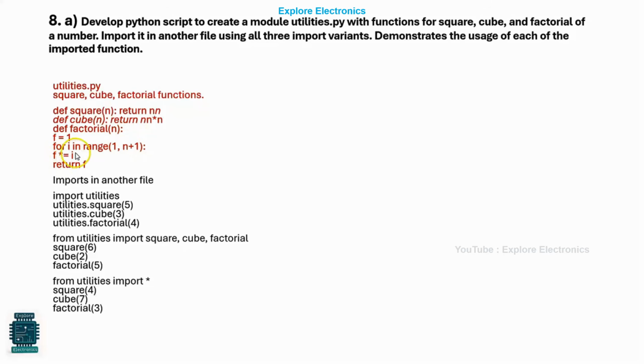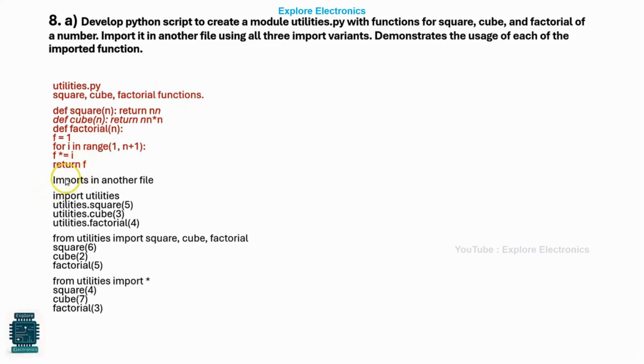F into is equal to I. Here it multiplies f by the current loop variable I in each iteration. Clear? After that, return f, which means it returns the final calculated factorial value.